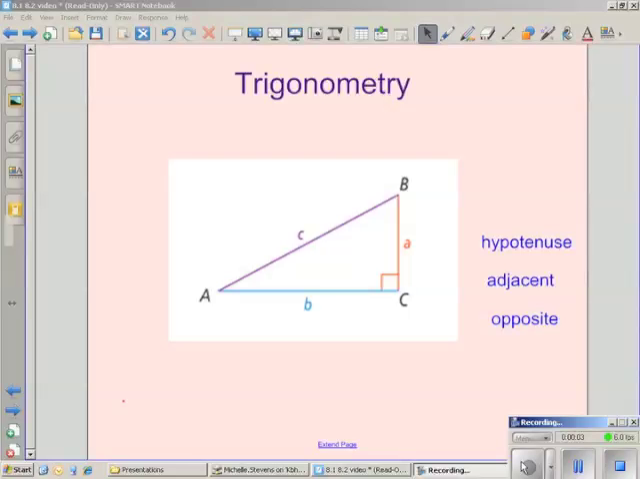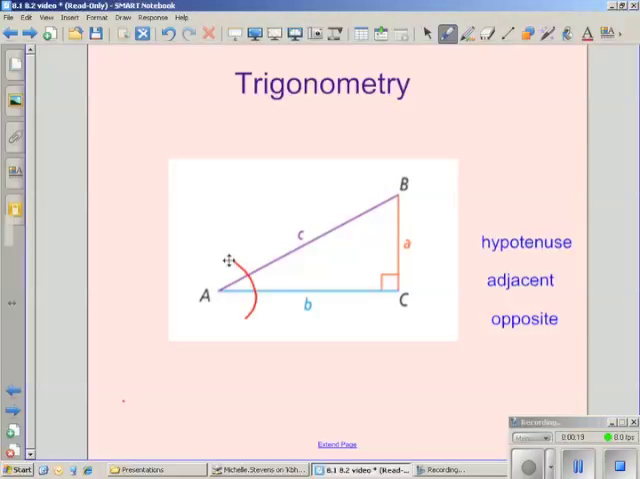Trigonometry. In this lesson, we're going to learn how to use the sine, cosine, and tangent ratios to determine side lengths and angle measures in right triangles. So let's say we're working with angle A. And with this angle, we want to find the sine, the cosine, or the tangent.